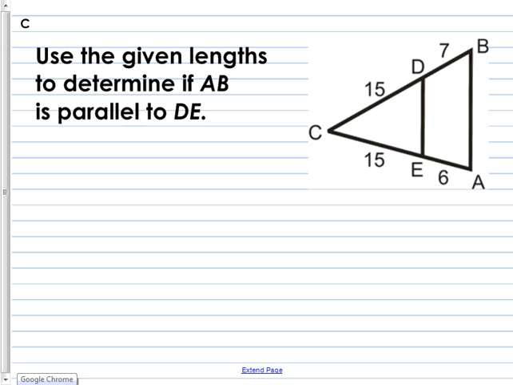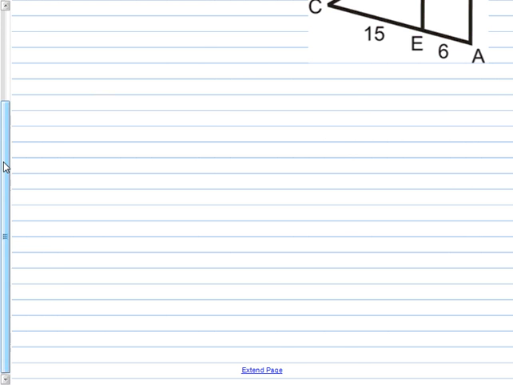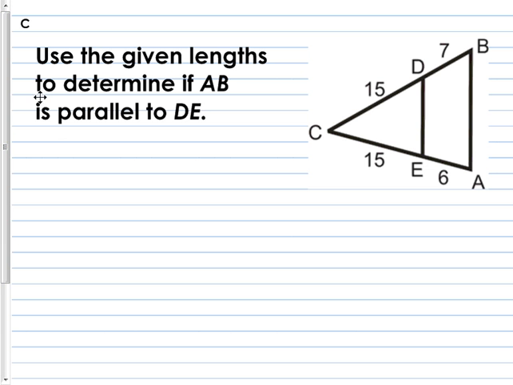Next up, this is from our lesson we just learned last class. Use the given lengths to determine if AB is parallel to DE. So if they are parallel to each other, then the sides will be proportional. So if AB is parallel to DE, the sides BC and AC would be divided proportionally. Well, let's set it up as a proportion. 7 over 15 equals 6 over 15.